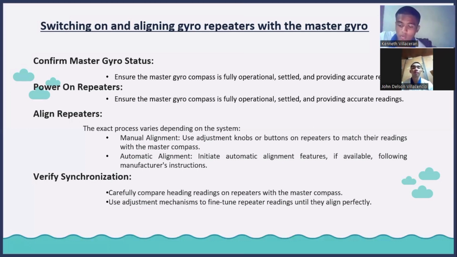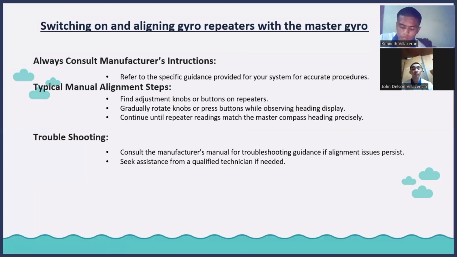Next. Always consult manufacturer's instructions. Refer to the specific guidance provided for your system for accurate procedures. Manual alignment steps. Find adjustment knobs or buttons on repeaters. Gradually rotate knobs or press buttons while observing the heading display. Continue until repeater readings match the master compass heading precisely.